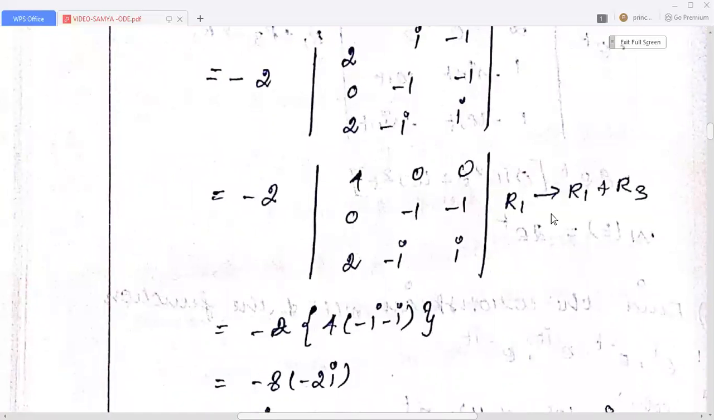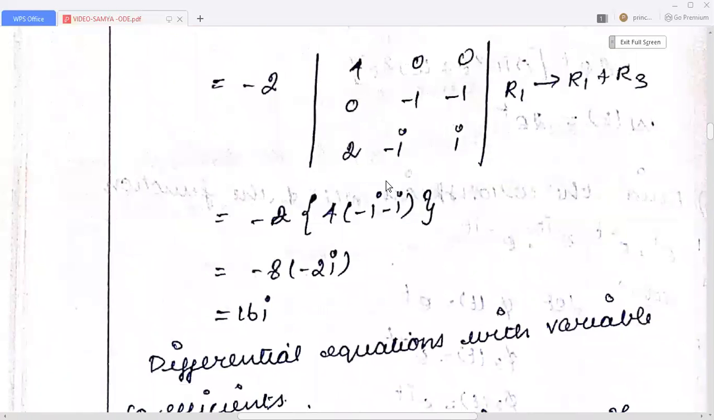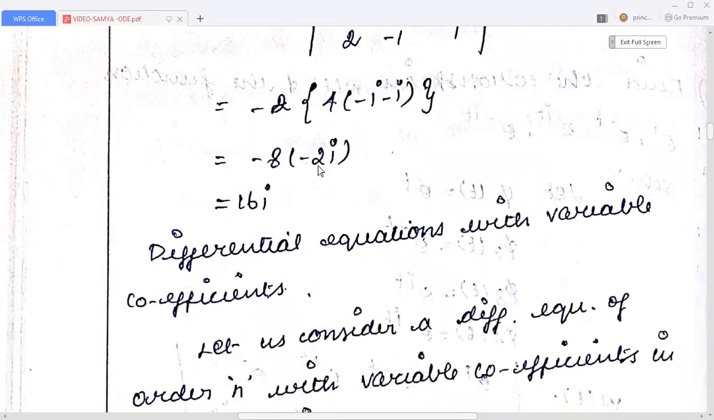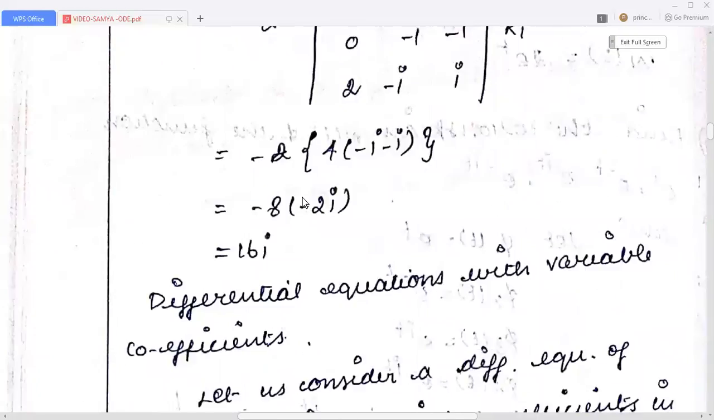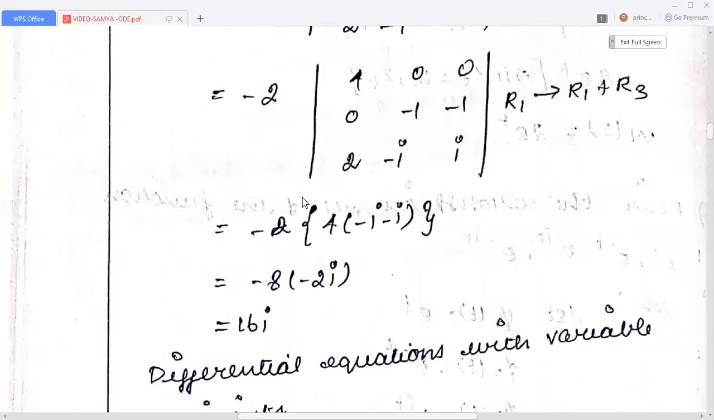Again, if you apply the elementary row operation R1 goes to R1 plus R3, this can be further simplified with 2 zeros. Therefore, this is a very convenient form to expand the determinant. So when you simplify this, minus 2 into 4 into minus i, that is minus 8 into minus 2i, that is equal to 16i. So this completes the problem.